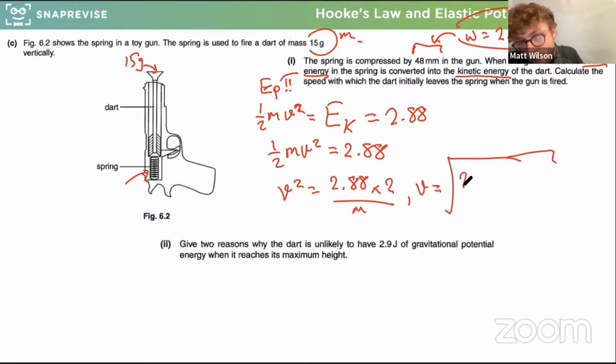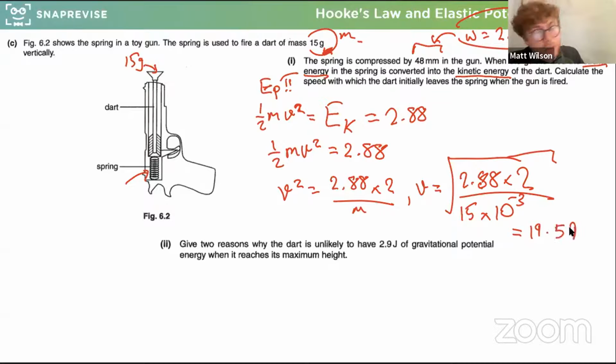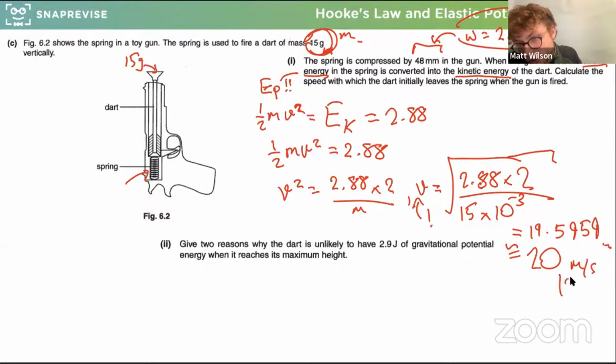Okay, and what do we actually have here? Well, 2.88 times 2, and then we have the mass. What was the mass? Oh yeah, 15 grams. And watch out, that is not standard units. Kilograms is standard units. So that's 15 times 10 to the minus 3 kilograms. Chuck that in a calculator, and you'll get around 19.5959, etc. But they gave us everything to two significant figures again, so we should give our answer to two significant figures. It was a velocity, so it's 20 meters per second to two significant figures. Good, okay.